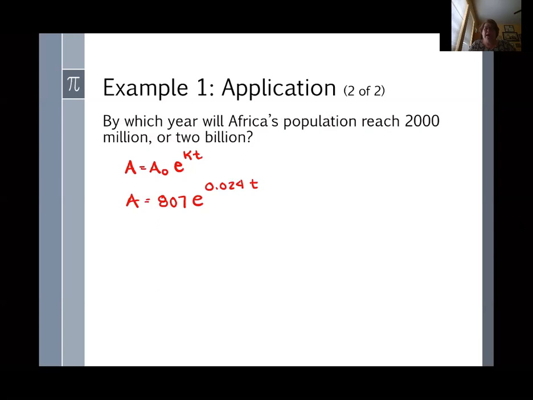On this slide, I'm asked, by what year will Africa's population reach 2,000 million or 2 billion? Again, when we found this model, A sub 0 was in millions. So we're going to want to substitute into this model A equals 2,000 and solve for t, because we're interested in what year the population is 2,000 million. So we're going to solve now for t, substituting 2000 in for A.